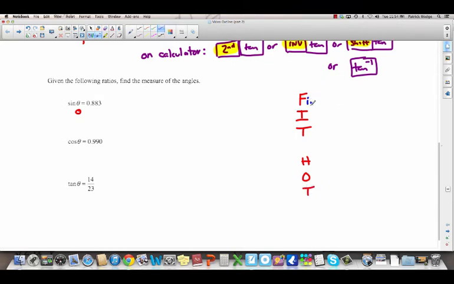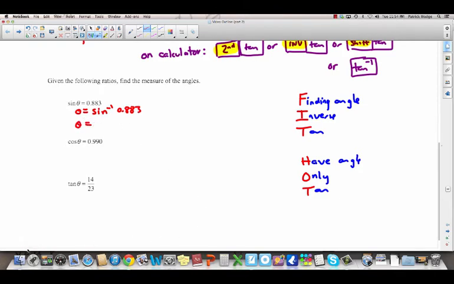Why is that going to help you remember this? Because if you are finding the angle, then you need to put inverse tan or sine or cos. If you have the angle, then you only hit tan or sine or cos. Okay? So in this case, do we have the angle? No. We're finding the angle in this question, aren't we? So we're going to have to put inverse sine. So the angle equals inverse sine of 0.883. That's how we find our angle.